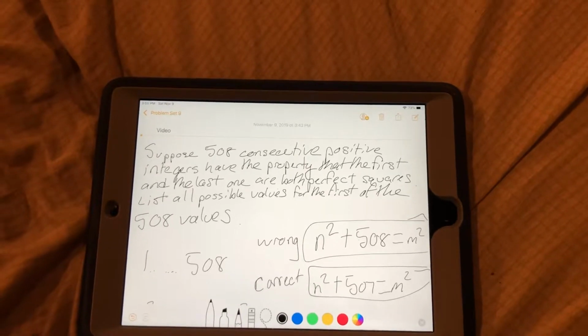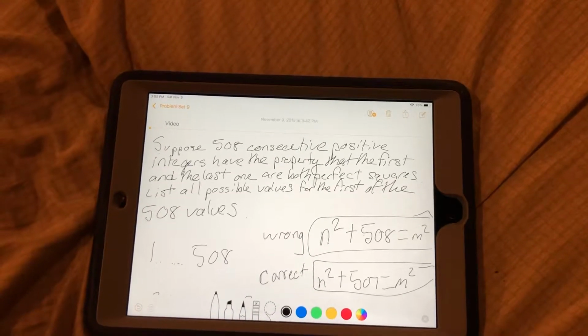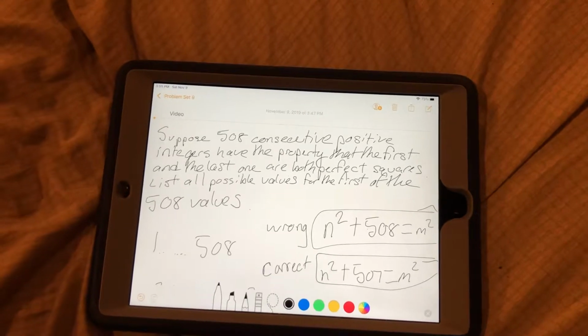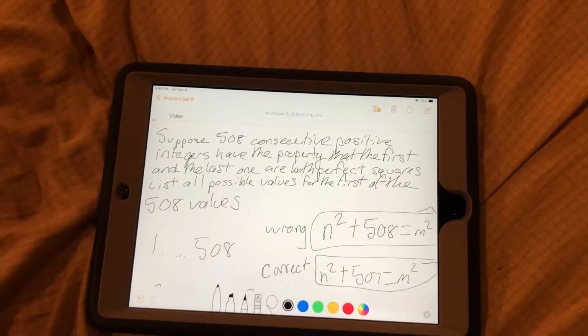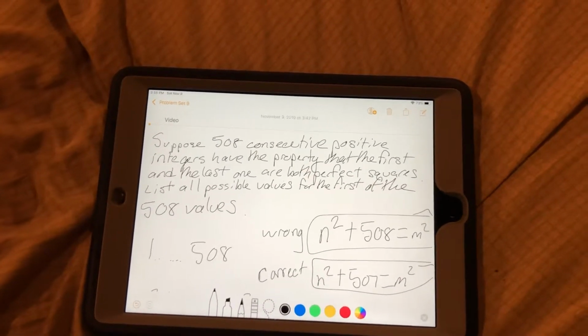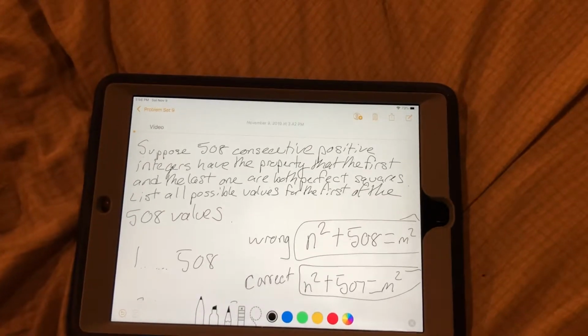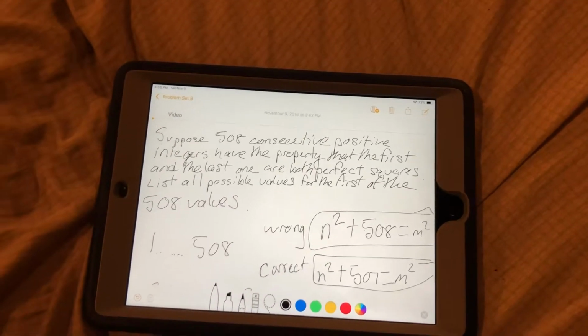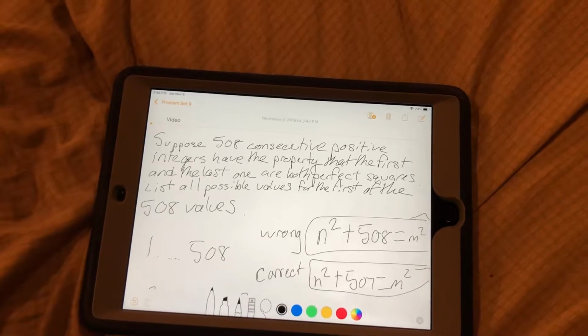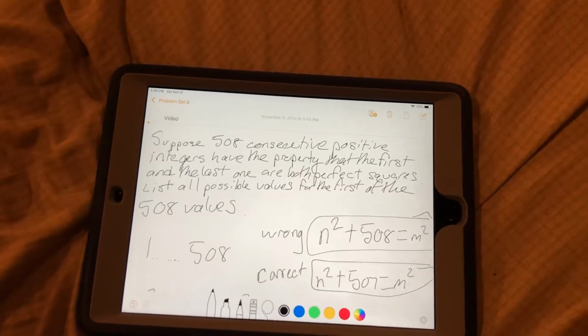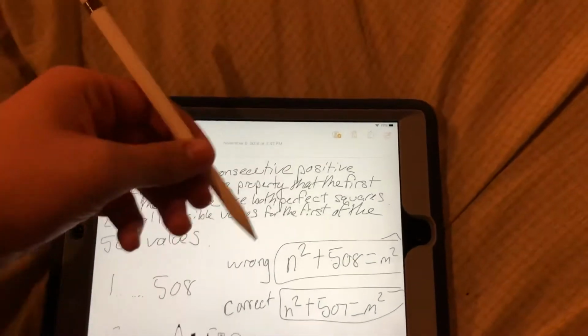So it says, suppose 508 consecutive positive integers have the property that the first and the last one are both perfect squares. List all possible values for the first of the 508 values. So the first thing I did was I tried to make an equation that would help me to understand the problem. And you can see that here.